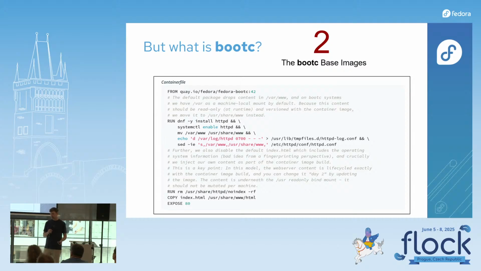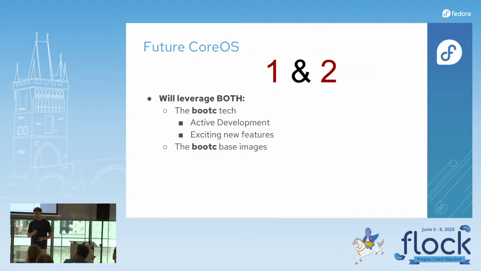So in this example container file, we're building from Fedora bootc. We install Apache or httpd. We configure it, and that's the container build. And you can then deploy that on your machine, and Apache is running directly on the machine, not via container. So the point of the bootc base images, to me, is more build your own.